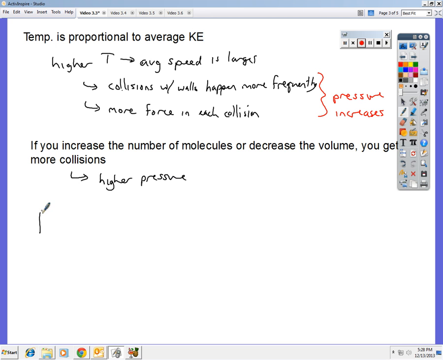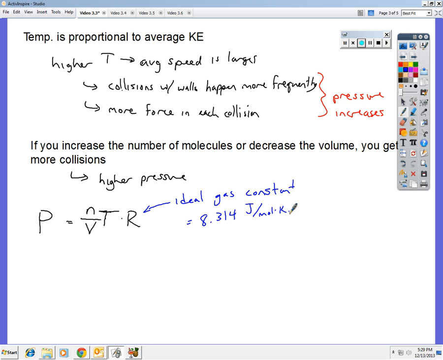And the result is that if we look at the pressure, it is proportional to the number of molecules, n, divided by the volume, V, times the temperature. And then there's also a constant R that we call the ideal gas constant, which equals 8.314 joules per mole Kelvin. And n is the number of moles of gas.